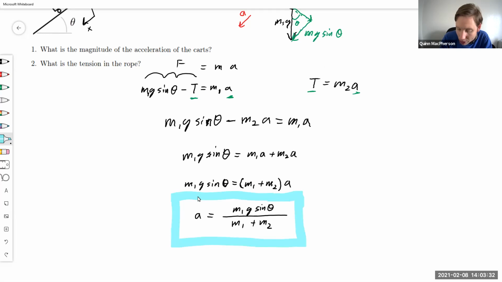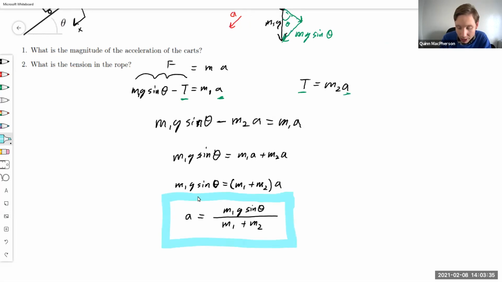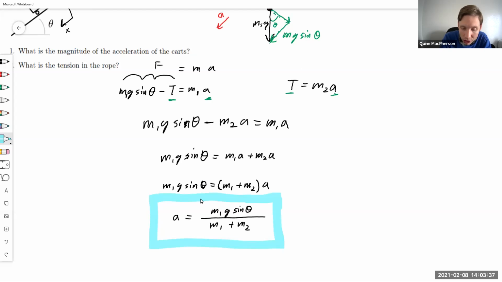Anytime you get an answer, you want to check some things, especially if it's a complicated answer like this. Let's check units first. Units of mass, kilograms, units of gravity, meters per second squared, kilograms in the bottom, kilograms plus kilograms is still kilograms. The kilograms cancel. We're left with meters per second squared. Sine has no units, so I can just leave it out. So the units are meters per second squared. Awesome. That's what it's supposed to be. We're looking for acceleration.